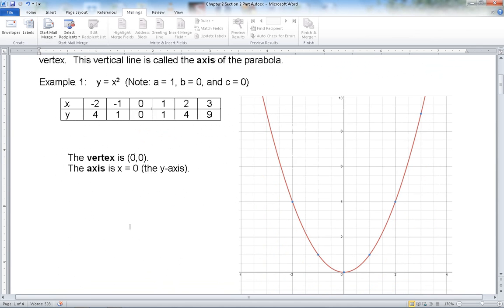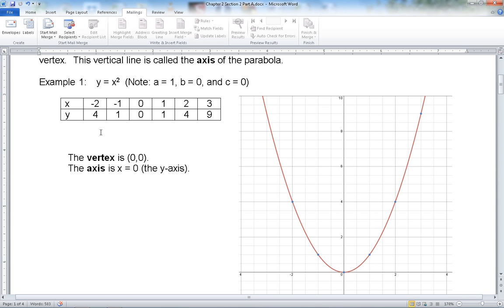In the first example, we define y equal to x squared. So in this case, we're letting a be 1, and then b and c are both 0. So there's 0 times x plus 0 for the constant. So this forms a parabola, which is drawn by making a few points and then drawing a smooth curve through those points. So if you plug -2 in, -2 times -2 is 4. For -1, if you square that, you get 1. 0 squared is 0. And then 1, 2, and 3 squared are 1, 4, and 9.